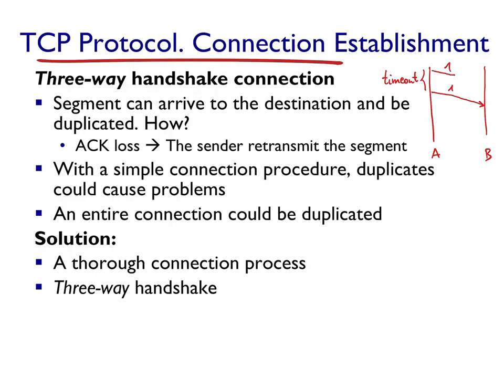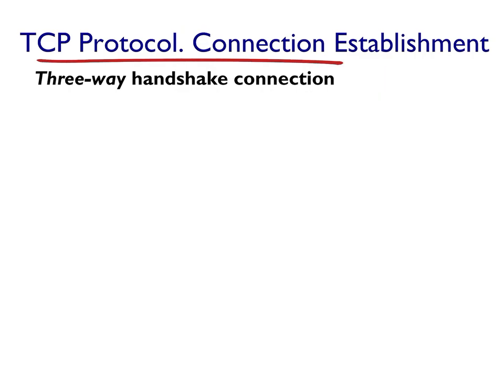Okay, this is the same segment. But imagine that finally, after a while, this first segment also arrived. It is duplicated. So B needs to use a mechanism to say, okay, this is duplicated, I have to discard it. But with a simple connection procedure, this kind of duplicate can cause problems and an entire connection could be duplicated. So this is the reason why we send three messages in the three-way handshake and not only two, not only the first SYN and the second SYN. We also add a third segment for the ACK.